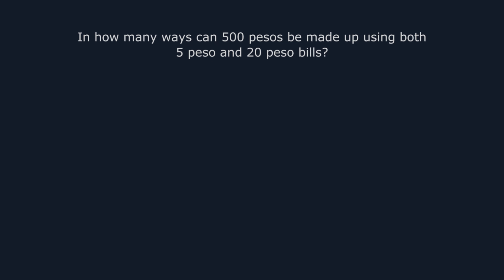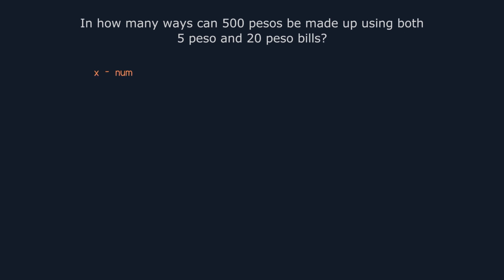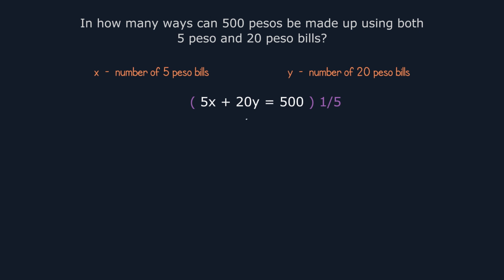Alright, let's start by assigning variables. Let x represent the number of 5 peso bills and y represent the number of 20 peso bills. We know the total is 500, so we can write the equation 5x + 20y = 500. To make things simpler, we multiply everything by 1/5, giving us x + 4y = 100. Now, let's solve for x in terms of y. x = 100 - 4y.